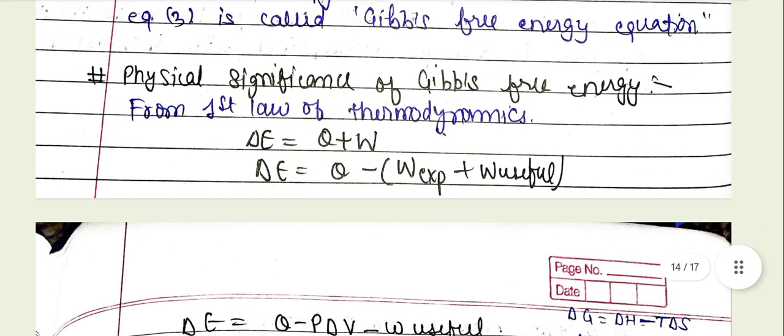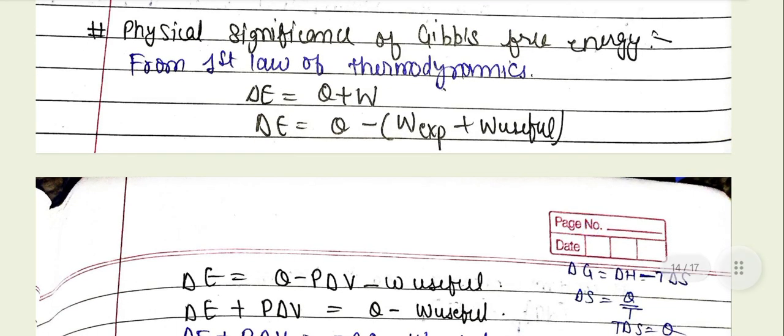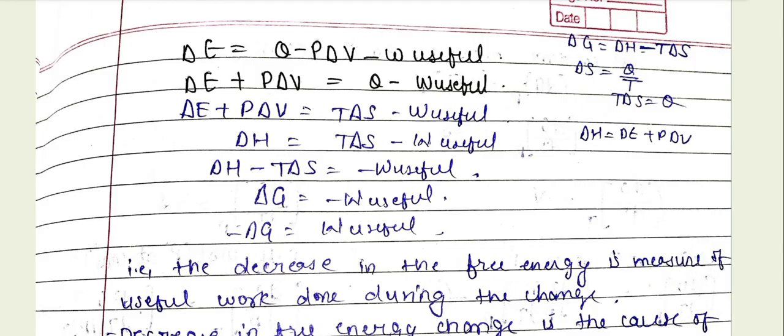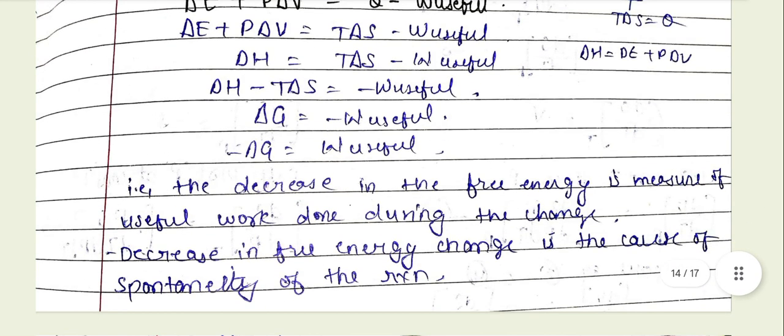Physical significance of Gibbs free energy. From the first law of thermodynamics, delta E is equal to Q plus W. Delta E is equal to Q minus W expansion plus W useful. Delta E is equal to Q minus P delta V minus W useful. Delta E plus P delta V is equal to Q minus W useful. Delta E plus P delta V is equal to T delta S minus W useful. Delta H is equal to T delta S minus W useful. Delta H minus T delta S is equal to minus W useful. Delta G is equal to minus W useful. Minus delta G is equal to W useful.